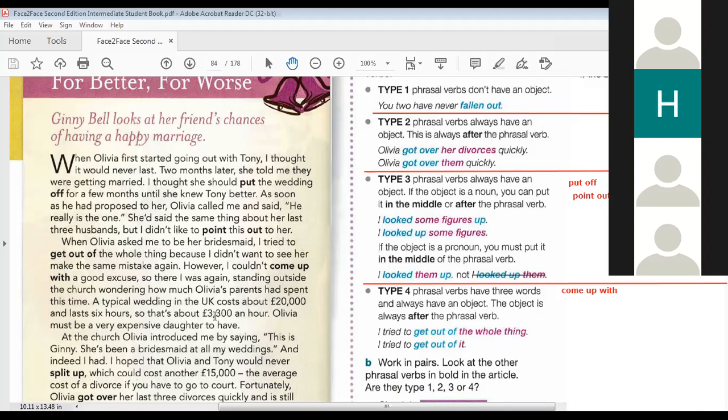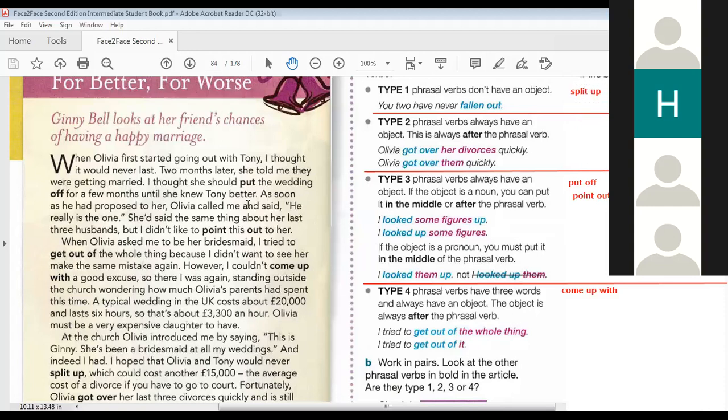All right, and then we have split up. Tony. Type 1. Type 1, yes, because it doesn't have an object, right? The comma comes right after it, which means there's no object. You're right. So split up is type 1. Let's write it here. Split up.